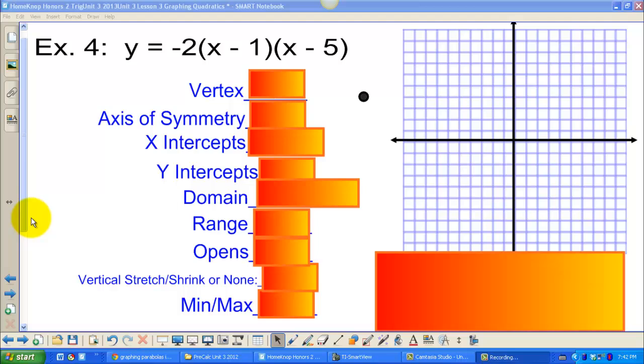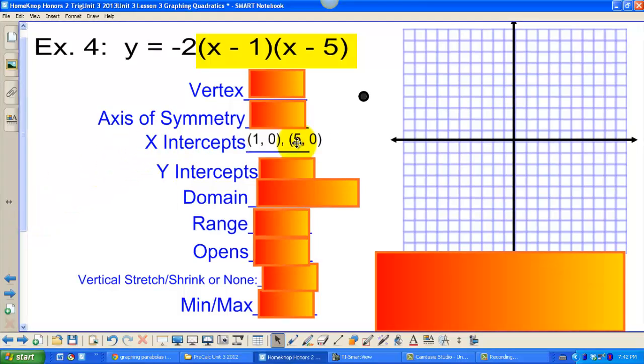And let's review intercept form. We like intercept form because getting our intercepts is easy. If I just look at y equals -2 times x minus 1 times x minus 5, it's in factored form. So using the zero product property, I can conclude that 1, 0 and 5, 0 are my x-intercepts. So let's go ahead and plot those points.